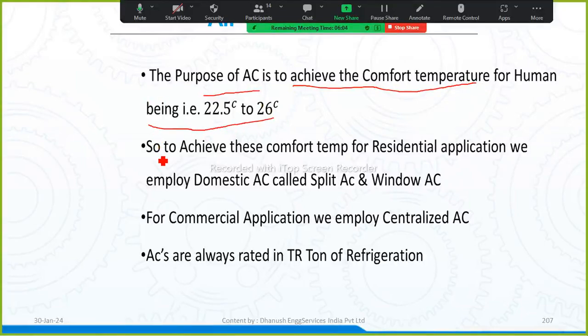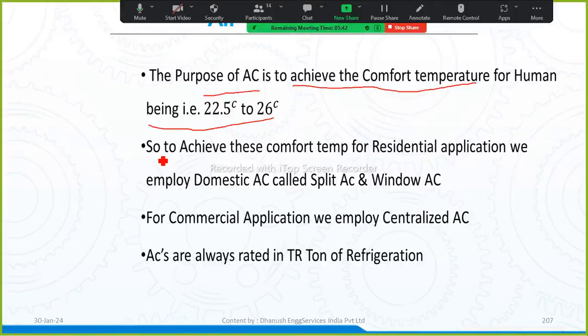See, generally we know that the outside ambient temperature is around 45. If you're going with summer, it's more than 38, up to 40 or 50. So the purpose of air conditioning is nothing but to achieve the comfort temperature for human beings, which is 22.5 to 26, because our ambient temperature is more than 38 or 35. So you will not feel comfortable at that temperature.